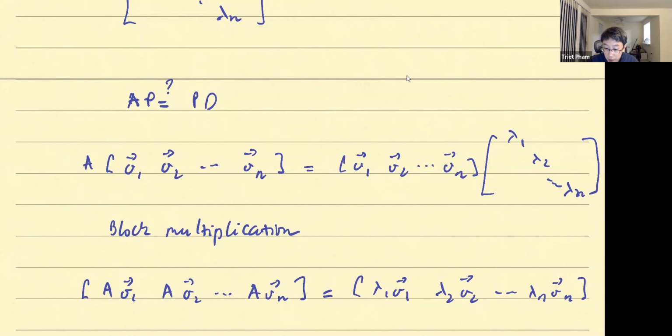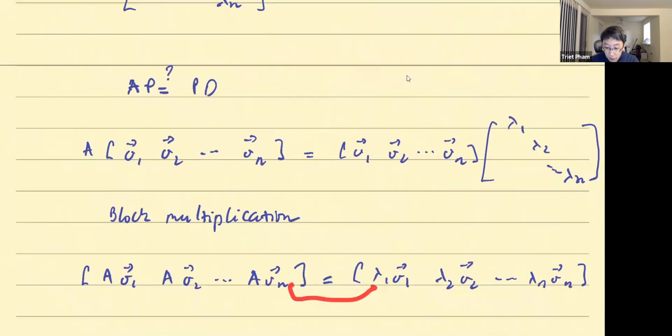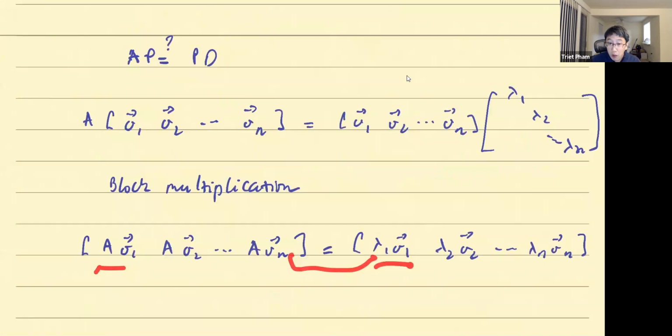And now we check. These two matrices are equal if each of their columns are equal. So we need to check that Avi is equal to lambda i vi. But that's true by definition of eigenpairs. And that's the reason.